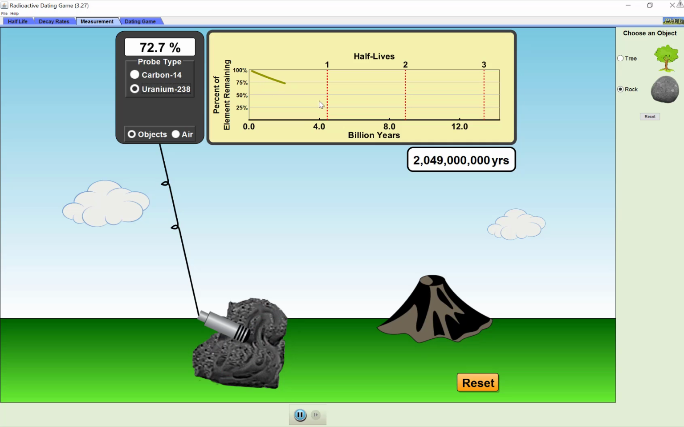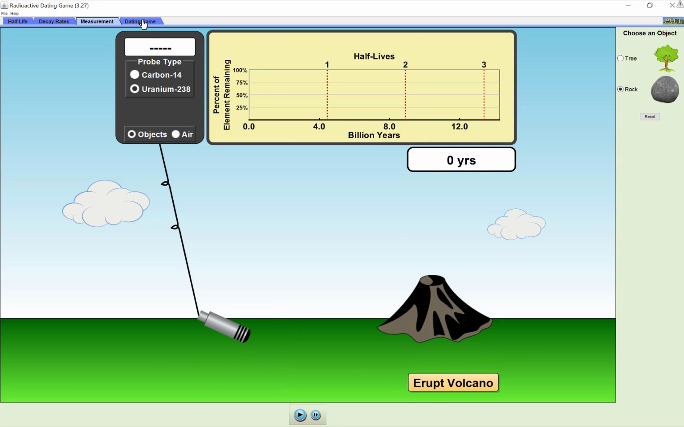But again, the half-life of uranium-238 is 4.5 billion years. So if we could watch the amount of uranium-238 in a rock go through radioactive decay for 4.5 billion years, we would see that roughly every 4.5 billion years, half of it goes away. Right? So any of the substances on the dating game tab that are rock, you're going to use uranium-238. Anything that was once alive, you're going to need to use carbon-14. So let's go ahead and jump into this.